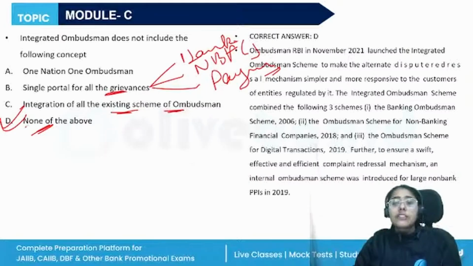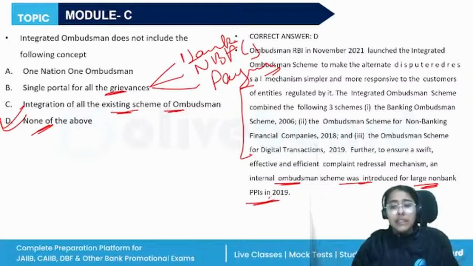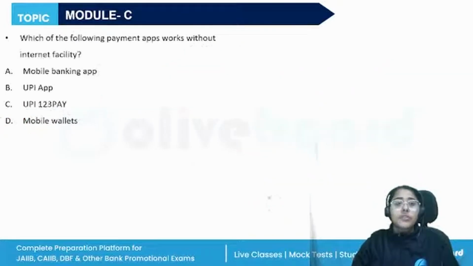So Ombudsman RBI in 2021 launched the Integrated Ombudsman Scheme to make the alternate dispute redressal mechanism simpler. The Banking Ombudsman Scheme of 2006, the Ombudsman Scheme for the NBFCs 2018, and the Ombudsman Scheme for Digital Transactions 2019 have been integrated. And now the Integrated Ombudsman Scheme for the large non-bank PPIs in 2019 has also been introduced. Alright, so the correct answer is option D.